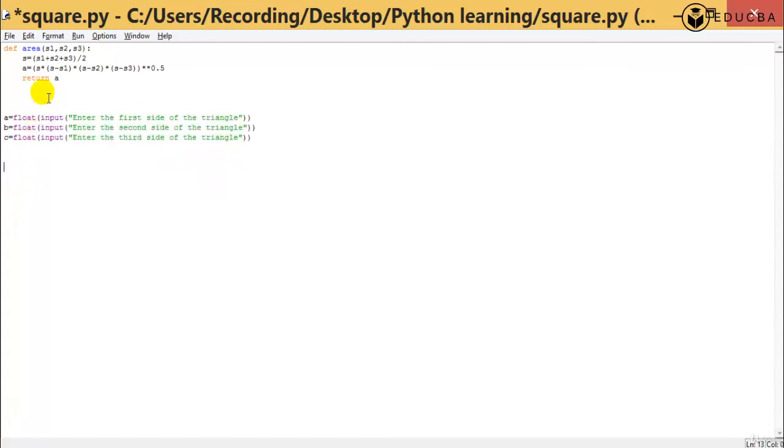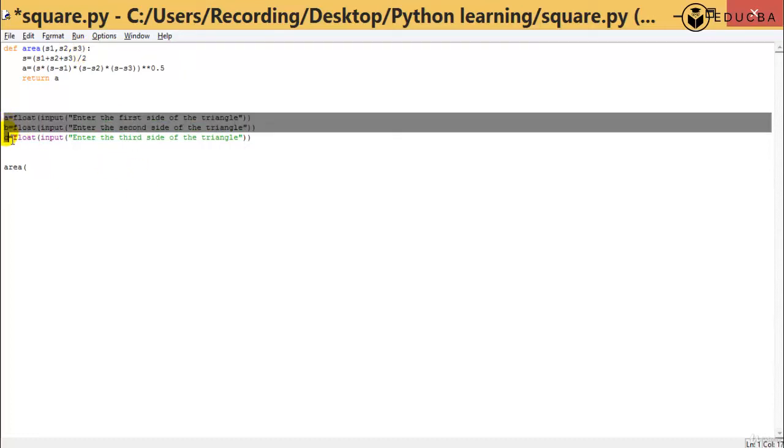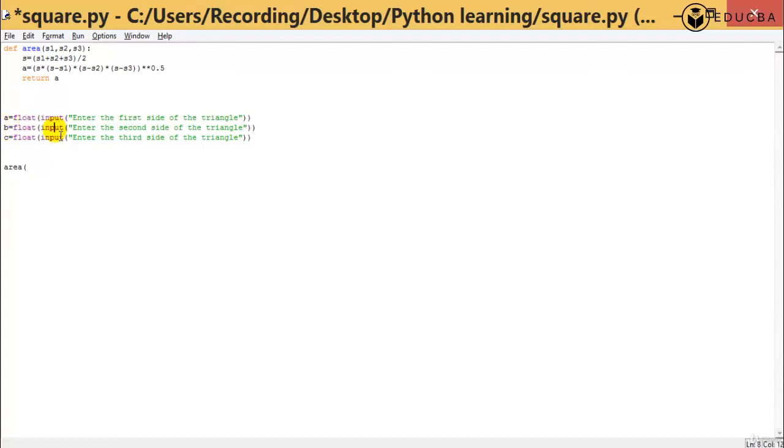Now I need to call this function to find out the area. How will I find out the area? I need to say area of what? Area requires three parameters, S1, S2, S3. I need to pass three sides of a triangle. What will I pass? I will pass what I have taken from the user. I have taken three values of the triangle from the user, and I've saved them in three variables, A, B and C. Can I pass these three variables? Yes, I can. A comma B comma C, I pass it out.